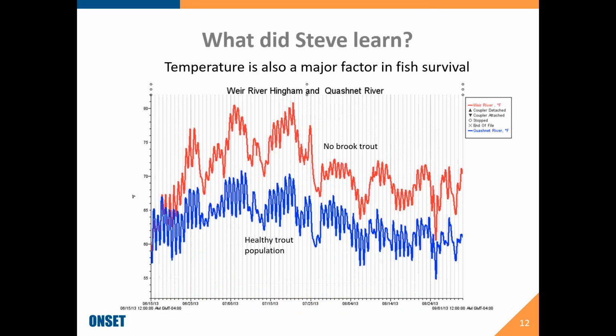Another thing they found is the average temperature of the streams had a significant factor on whether they could support brook trout or not. Here you see a graph showing one stream in red, the Weir River, and you can see the temperatures there were too hot for the brook trout, so no sustained brook trout population in that stream, whereas the blue line is for the Gannett River, and that fortunately is able to support a healthy trout population. So the average temperature is very critical.